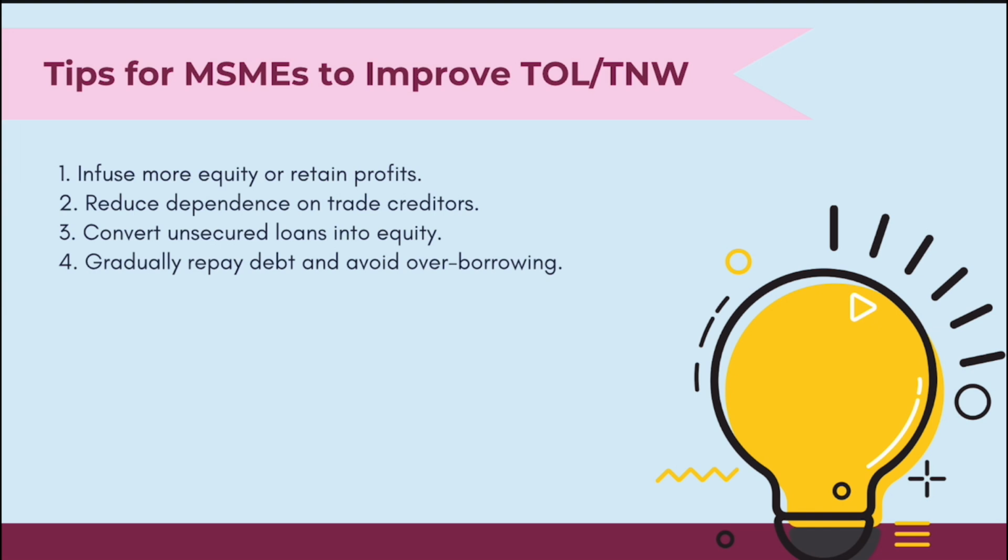Now, here are some tips from me for MSMEs on how they can improve. We have discussed it earlier. Now, let's recap only. You can infuse more equity and retain capital, reduce dependence on your trade creditors. You can convert your unsecured loans into quasi capital or equity, or you can gradually repay your debt and avoid over leveraging. Always remember, if your TOL by TNW is too high, your loan request may get reduced or even rejected. So you need to be careful with this ratio.